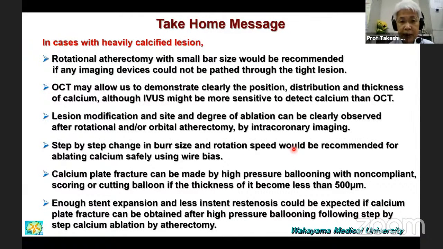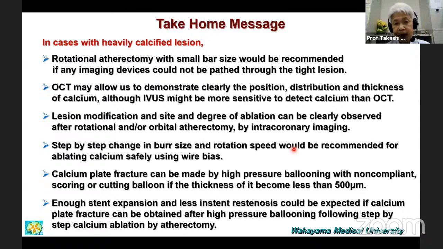This is my take-home message to my friends in Asia, right? In case with heavily calcified lesion, rotational atherectomy with small bar size would be recommended. If any imaging device could not be passed through the tight lesion, OCT may allow us to demonstrate clearly the position, distribution, and thickness of calcium, although IVUS might be more sensitive to detect the calcium than OCT, because IVUS can get a deeper image, right?